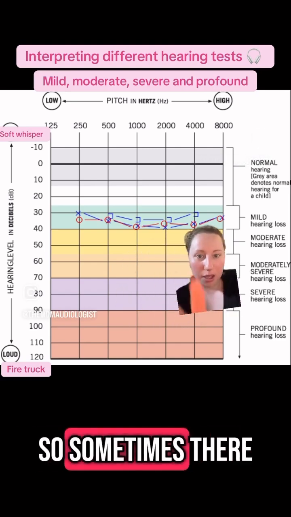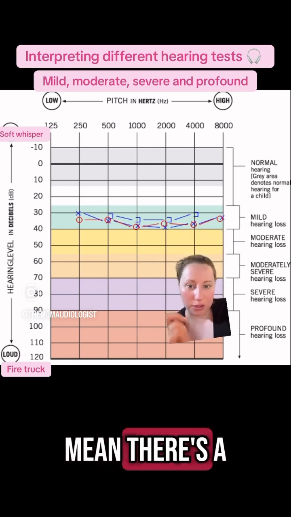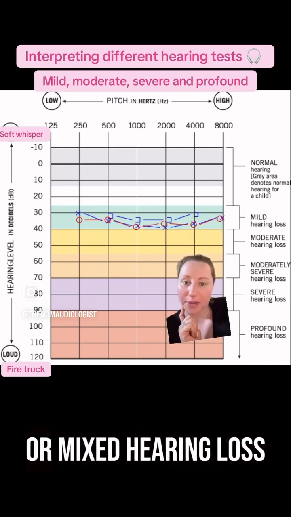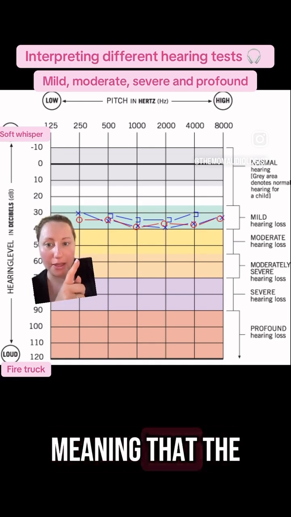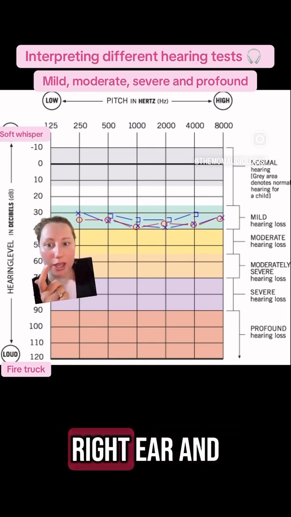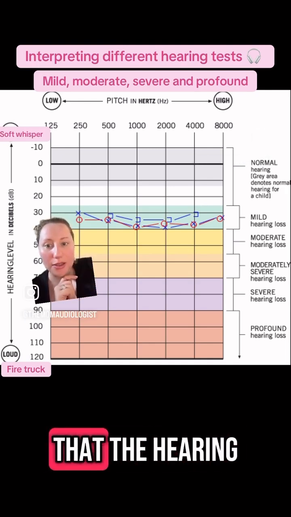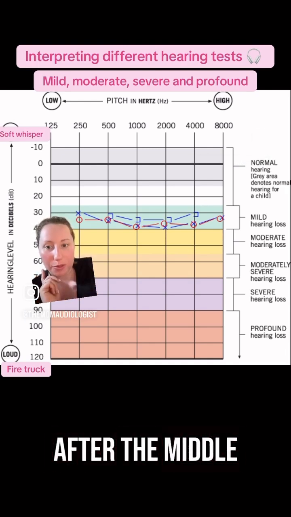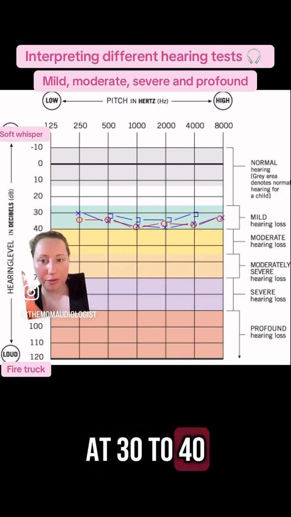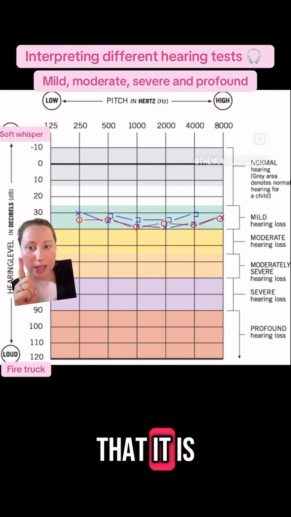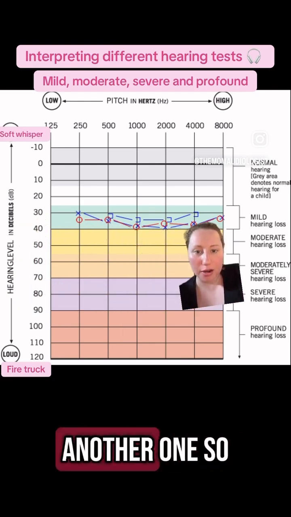Sometimes there is a difference between the bracket and the X's and O's, and that would usually mean there's a conductive hearing loss or a mixed hearing loss. But in this case, this is sensory neural, meaning that the left ear, right ear, and the bone conduction are all matching up. So that means the hearing loss is happening after the middle ear space. And again, you see that it's at 30 to 40, and that means it is a mild hearing loss. Let me find another one.